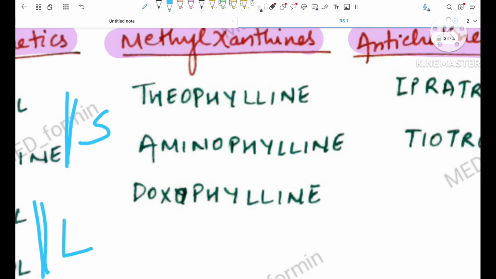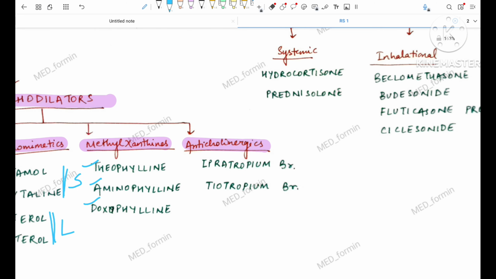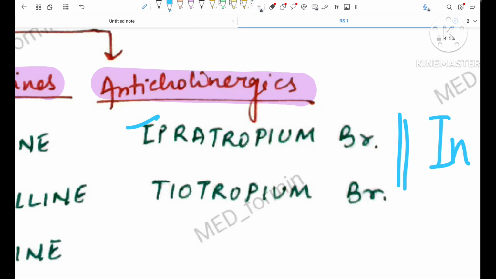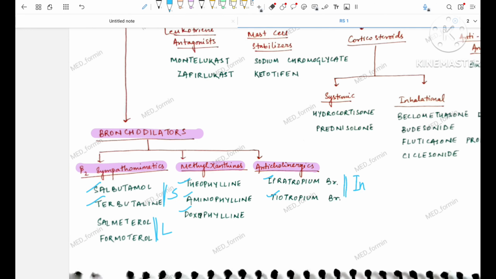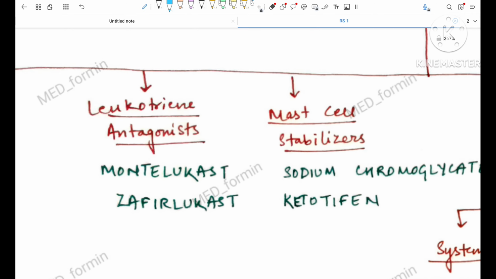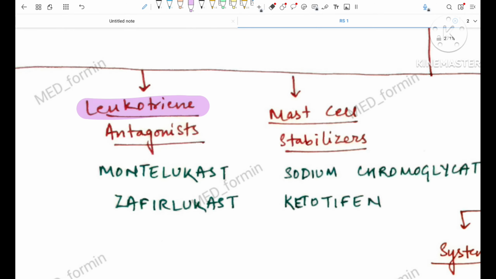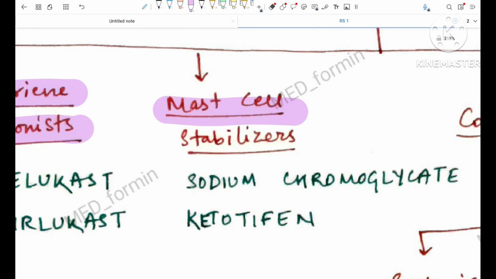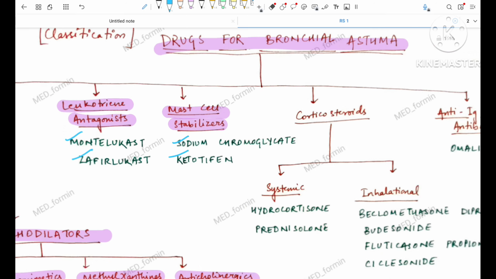Then we have methylxanthines, which are theophylline, aminophylline, doxophylline. And then we have the anticholinergic drugs, which are inhalational. We take that by the inhalational route. We have ipratropium bromide and tiotropium bromide, which are mostly used along with beta 2 sympathomimetics. Next, we have leukotriene antagonists. These are montelukast, zafirlukast. Then we have the mast cell stabilizers, that is sodium chromoglycate, ketotifen.